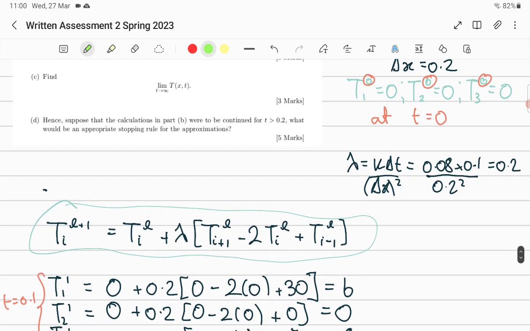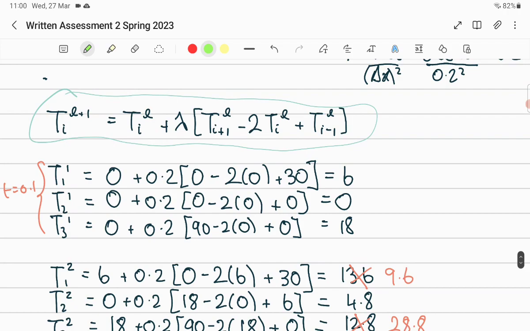So now all of these are previous in time.